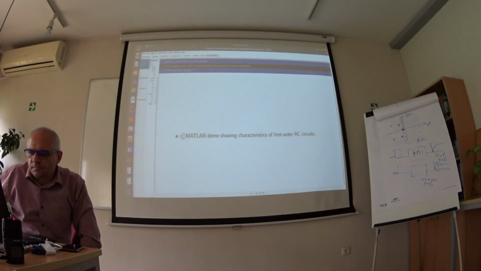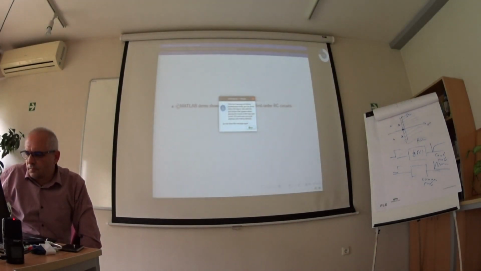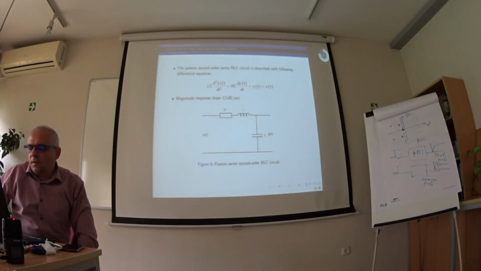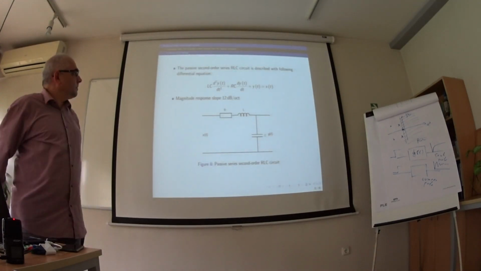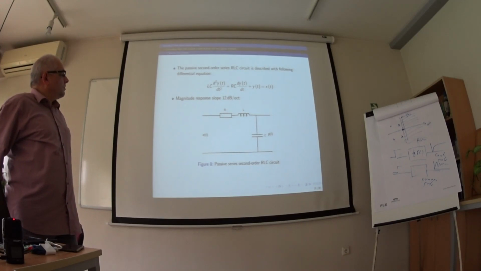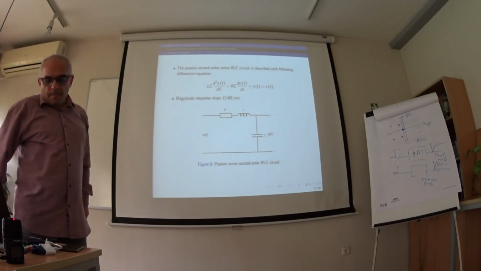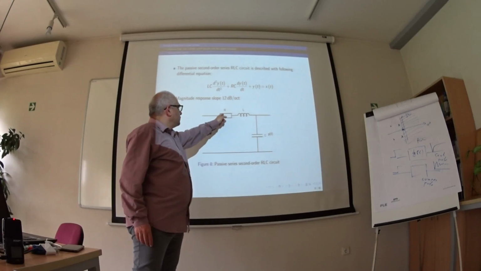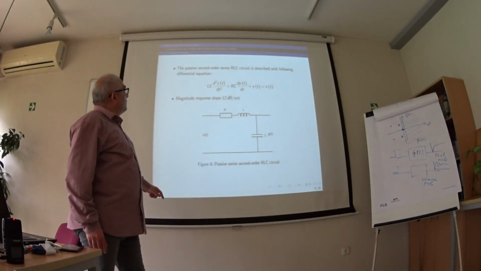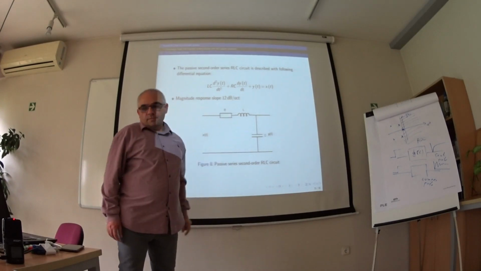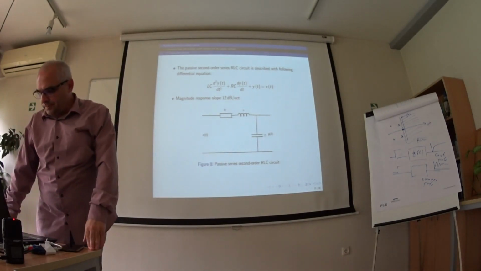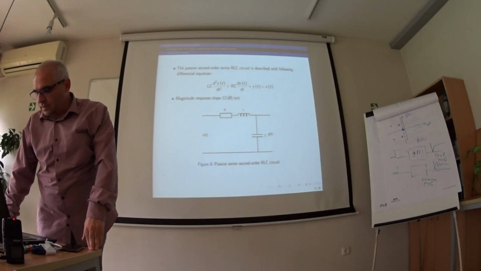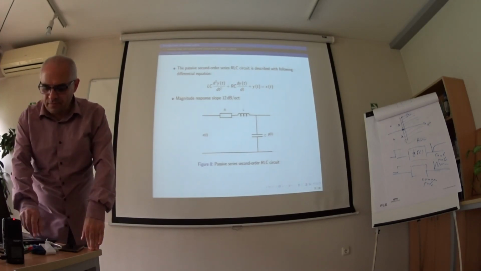The second order systems, for example, RLC circuit, series RLC, resistor, coil and capacitor, have the following differential equation. You see the second derivative, so the second order. The slope is 12 decibels per octave.